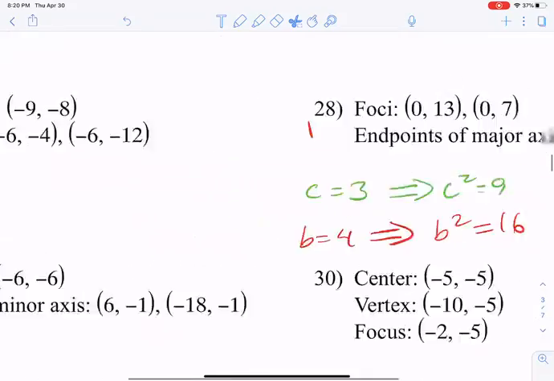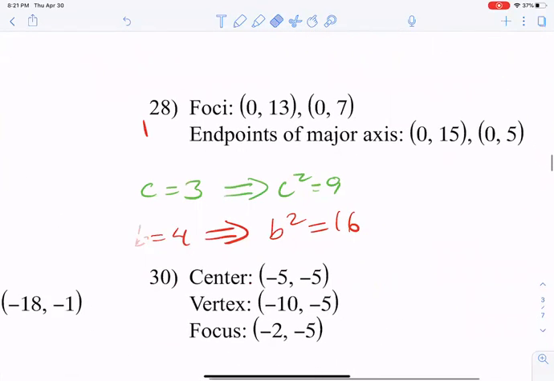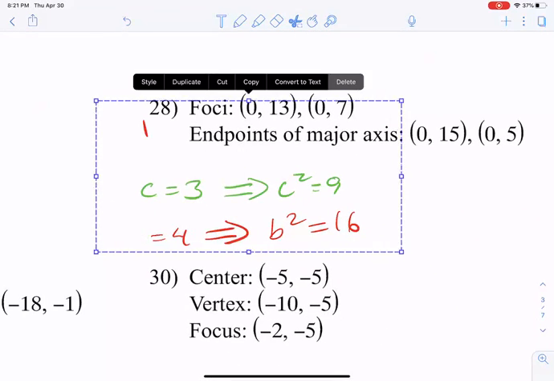So that was number 27. Now let's do number 28. Let's do that really quick.